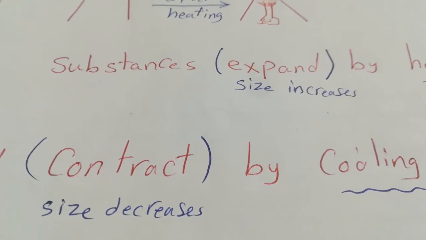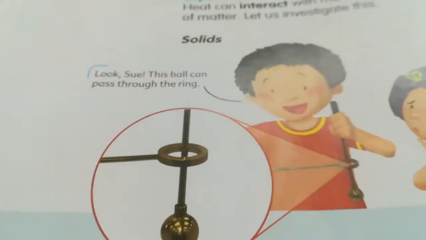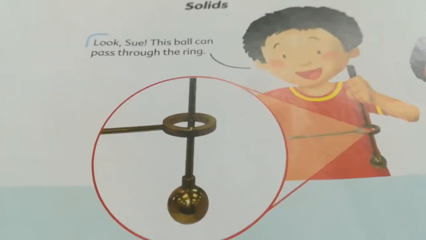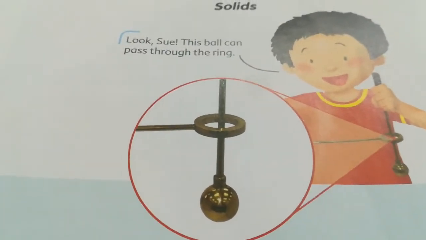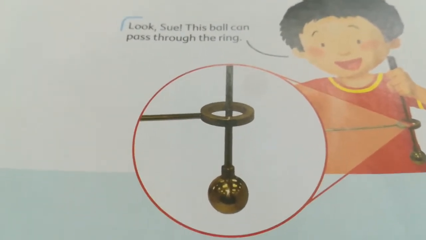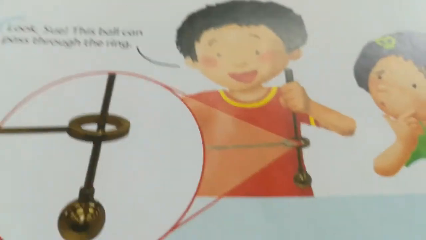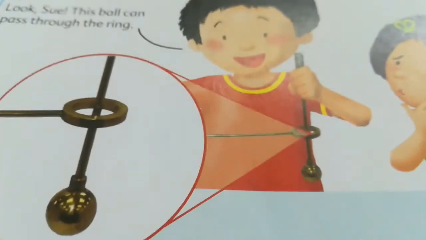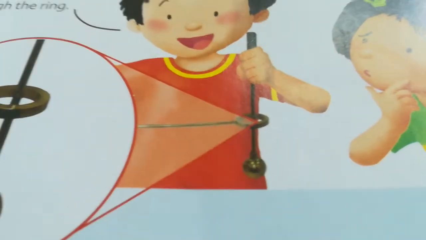For example, a very famous experiment is the experiment of the ring and the ball, like in page 86 in our class book. In this experiment, the boy here tries to pass the ball through the ring like this picture. We can notice that the ball passes through the ring easily.